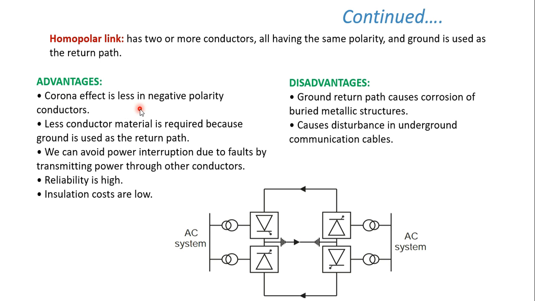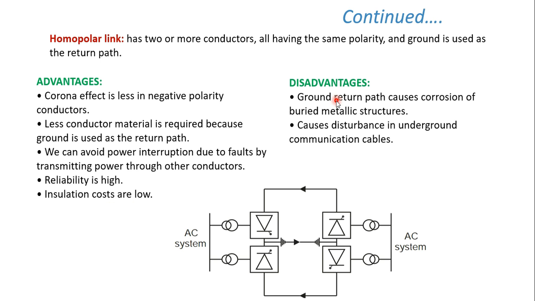The corona effect is less in negative polarity conductors. So if all conductors are with negative polarity, corona effect can be reduced. Less conductor material is required because ground is used as the return path. We can avoid power interruption due to the fault by transmitting power through the other conductor. If a fault occurs in one conductor, power can be transferred to the other conductor. And reliability is high and insulation costs are low.